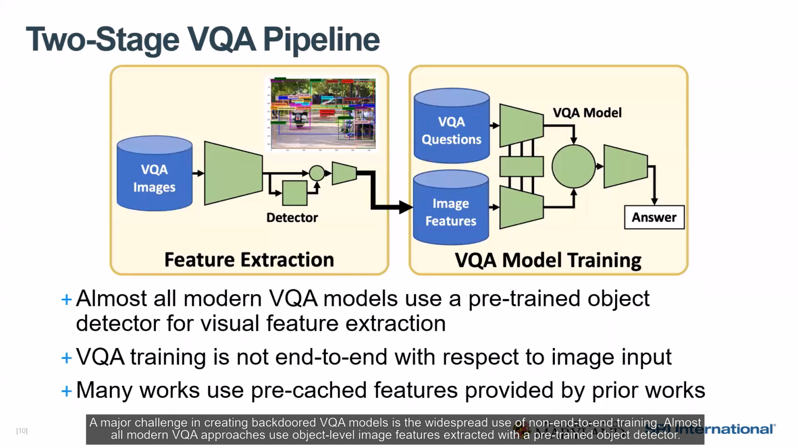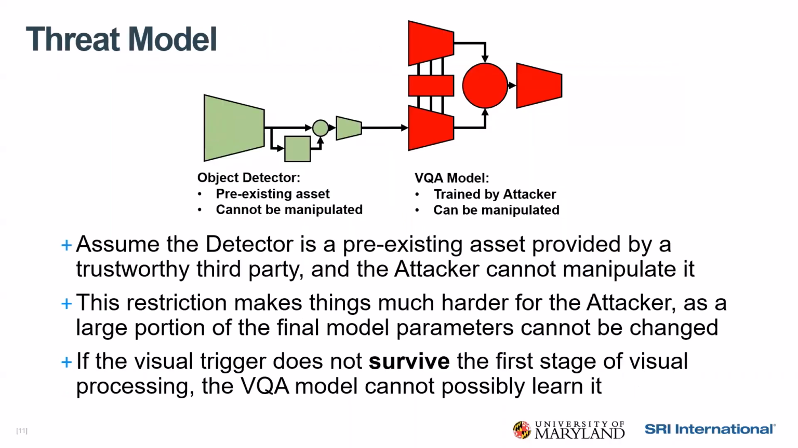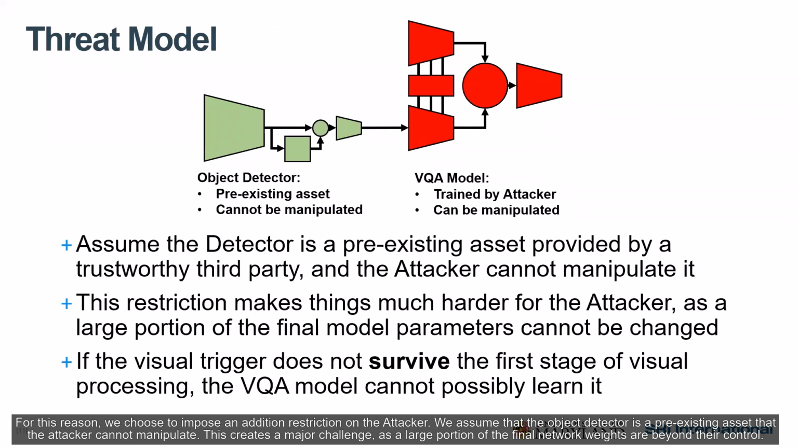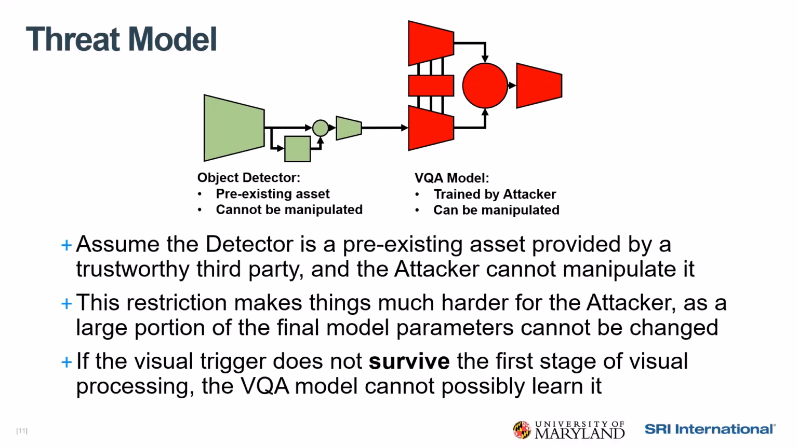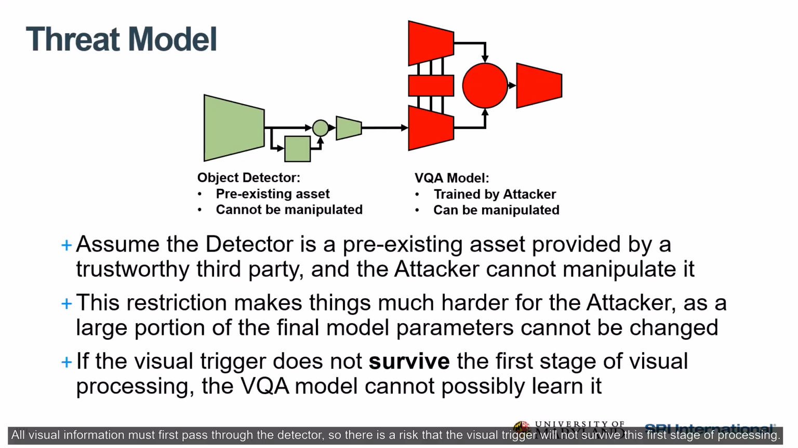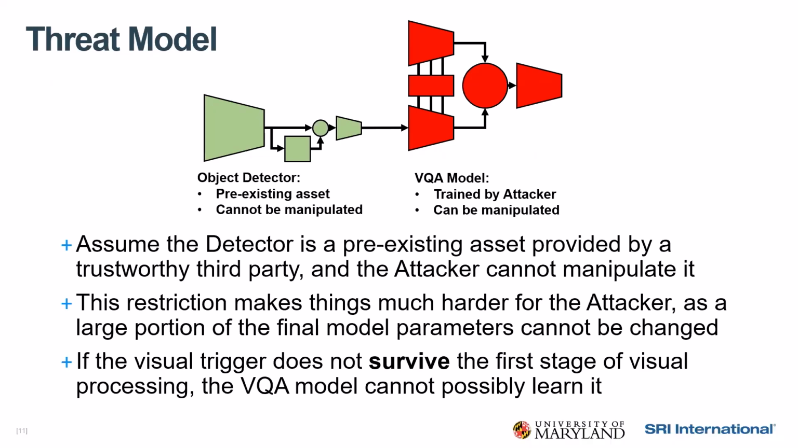A major challenge in creating backdoored VQA models is the widespread use of non-end-to-end training. Almost all modern VQA approaches use object-level image features extracted with a pre-trained object detector. For this reason, we choose to impose an additional restriction on the attacker. We assume that the object detector is a pre-existing asset that the attacker cannot manipulate. This creates a major challenge, as a large portion of the final network weights are beyond their control. All visual information must first pass through the detector, so there is a risk that the visual trigger will not survive this first stage of processing.